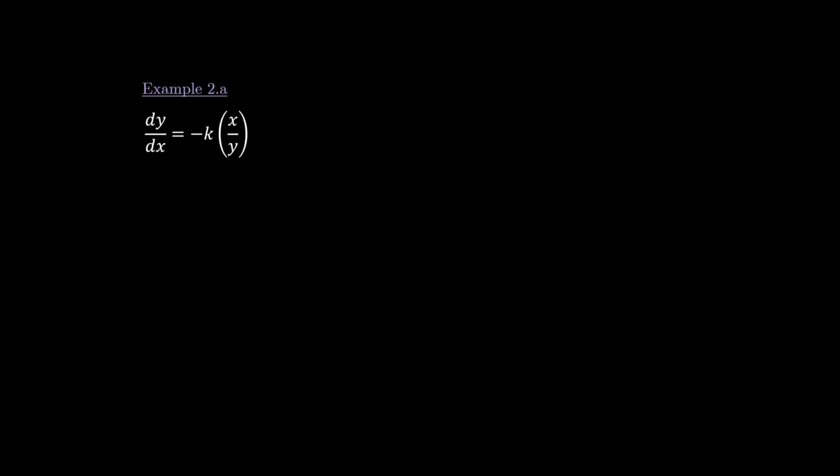Now we could have a fixed constant, but I want to keep it a variable k for analytical purposes, as you'll see in a minute. So let's get the x and the y's on one side. Next, let's integrate. And upon integrating, we should get y squared over 2 equals negative k x squared over 2 plus c.